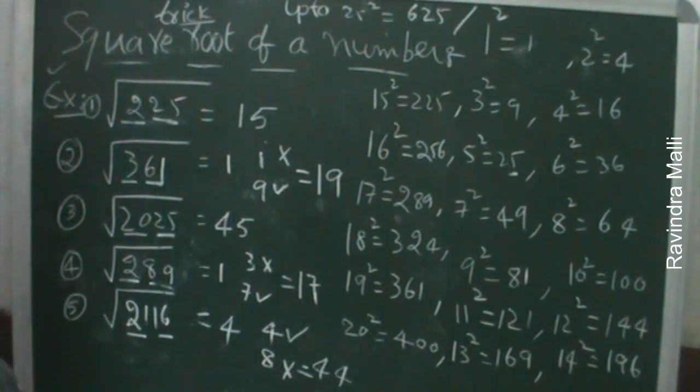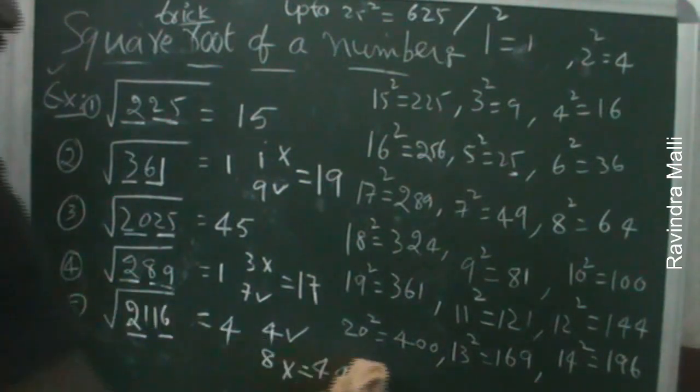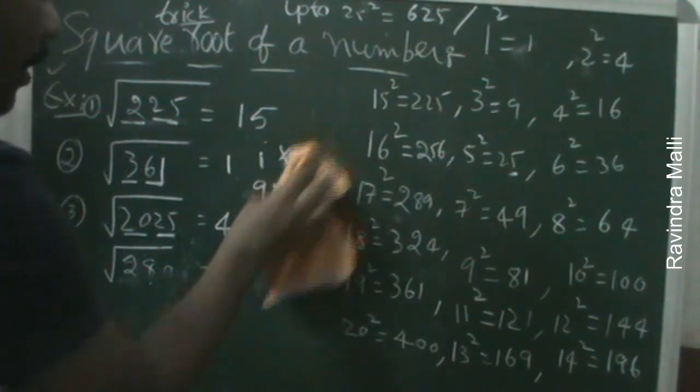44. Got it? These are the best tricks to find the square root of a particular number. Okay, we'll do some more examples.